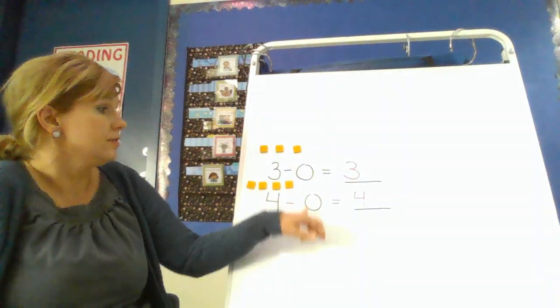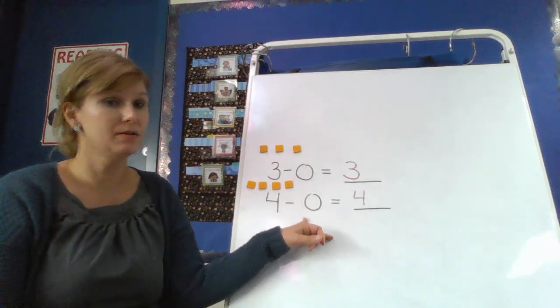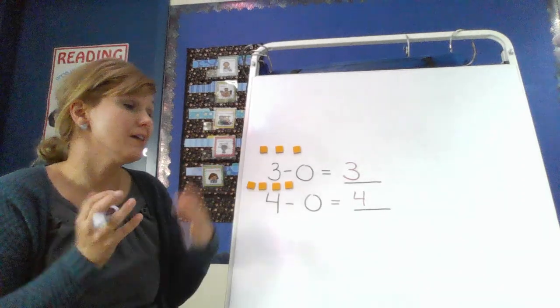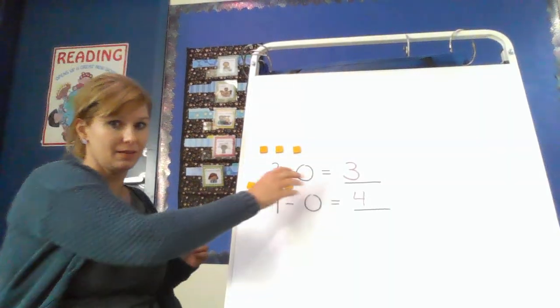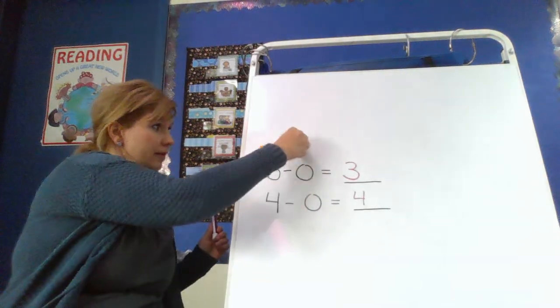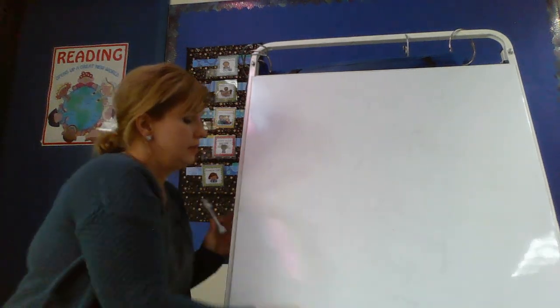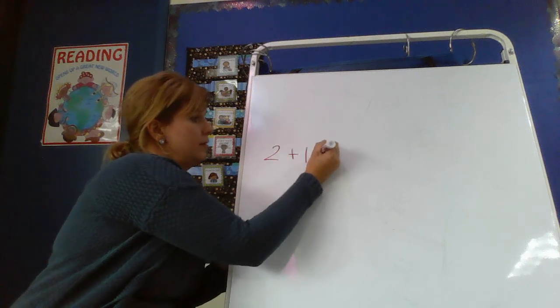So 0 is kind of a magical number because whenever we're adding 0 to another number, the answer is going to stay the same as the other number. Whenever we're subtracting, it stays the same because we aren't taking any away. Okay, let's change gears here. This time, we're going to add 1 to another number.